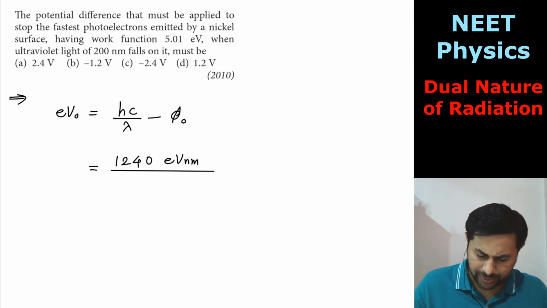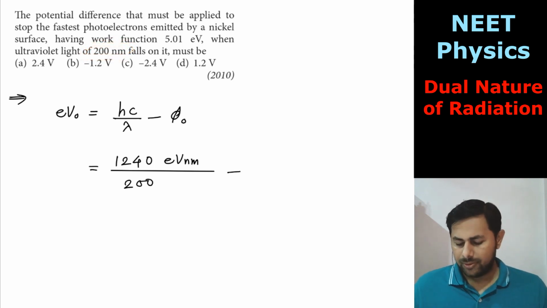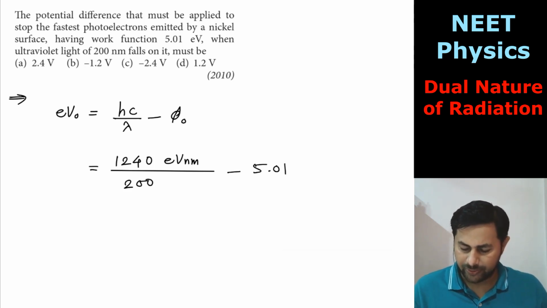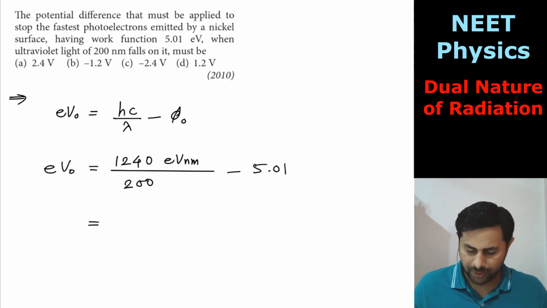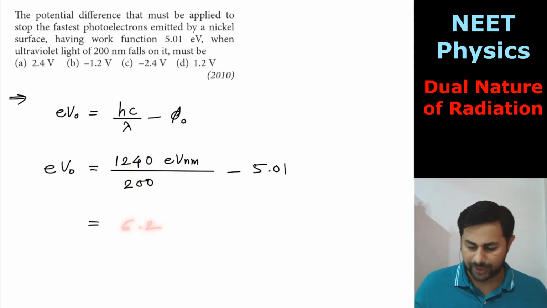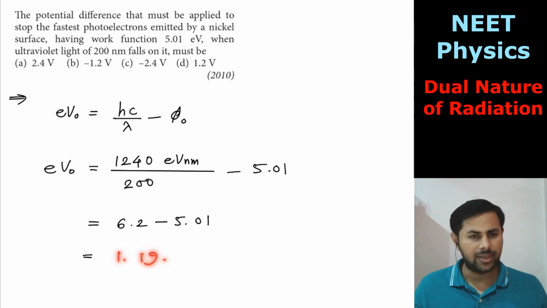Lambda is 200 nanometers. Just substitute that. So minus, you have work function is 5.01, okay, and that is e times V naught. So if we divide that, what do we get? 12.4 divided by 2 is 6.2. 6.2 minus 5.01. That is just 1.19, or nearly you can say 1.2.